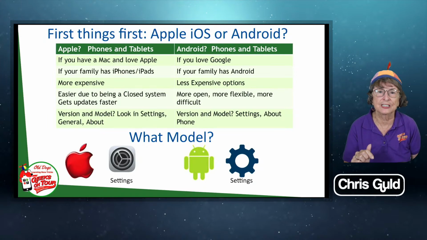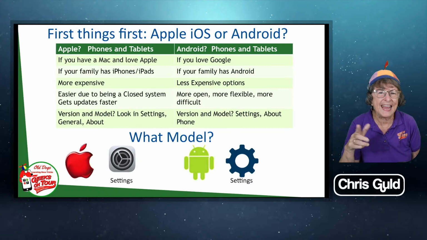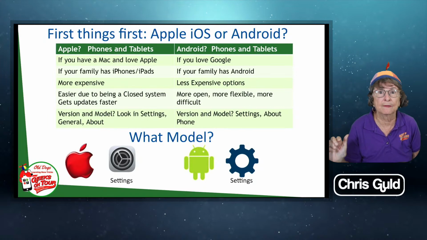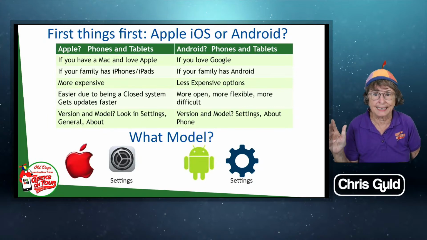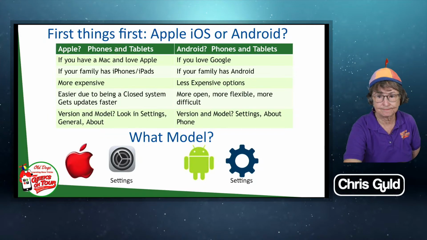On the screen there, you see the settings button for Apple. Looks like a fan cover, a whole set of gears. And the settings button for Android just looks like a gear. You go into settings to find out what exact model you have. And I want to demonstrate that.